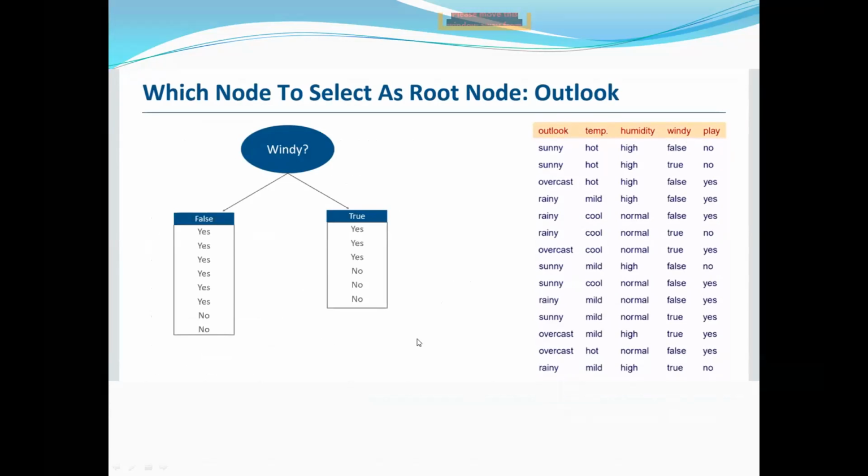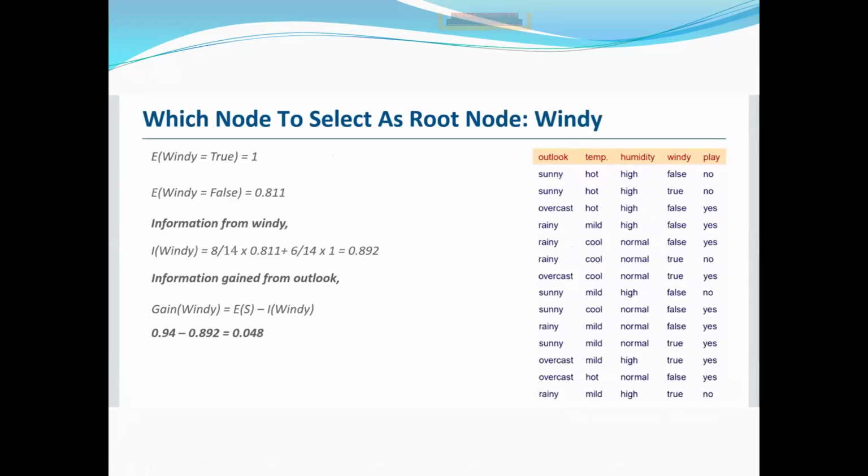The similar steps we discussed for Outlook, we have to do all of them. We have to calculate the entropy for true, and the entropy for false. Once again, you have to calculate the information from the wind. What is the information from the wind? And then you have to calculate the gain value of the wind.